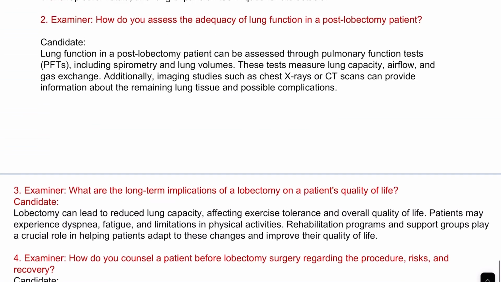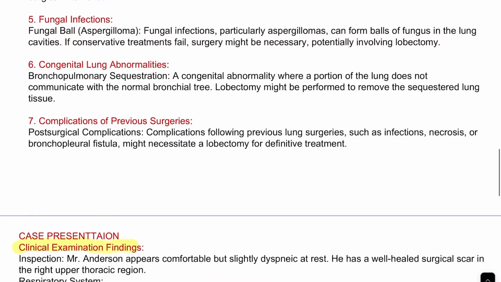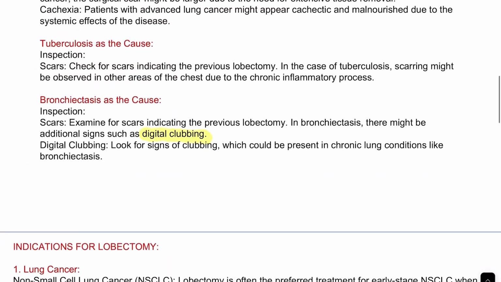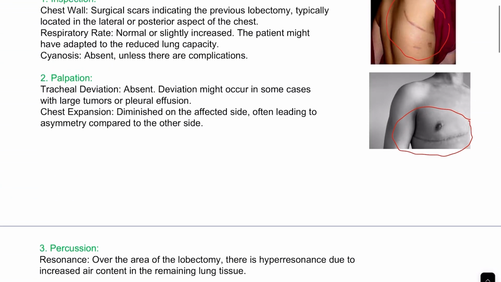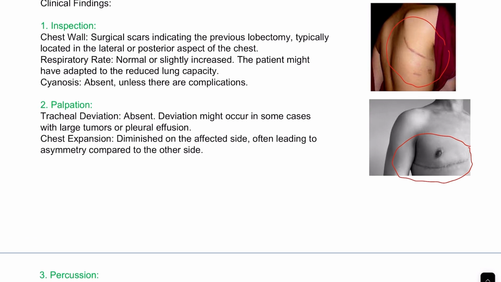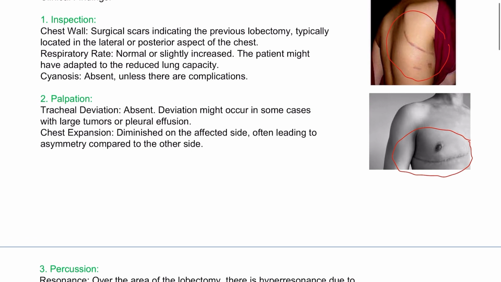So, my dear doctors, this is all about a case of lobectomy. Normally, when you have this scar, think about all the differential diagnoses. It can be lobectomy, it can be pneumonectomy, it can be wedge resection. So once you do your examination, you can refine your diagnosis, and your examination will lead you to a top diagnosis.